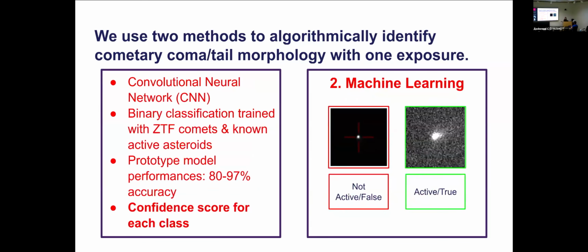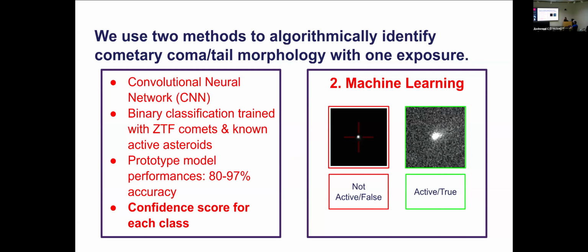In tandem with that, we're using machine learning. So supervised machine learning in the form of a convolutional neural network. These algorithms are pretty good at identifying complex morphologies in image data. So we train a binary classifier, pretty simple, on a true and false class. So an inactive class and an active class using ZTF comets and known active asteroids. So that's what you're looking at on the right-hand side, two comet classes. Inactive, false is a point source. Active, true is a comet, as you can see.